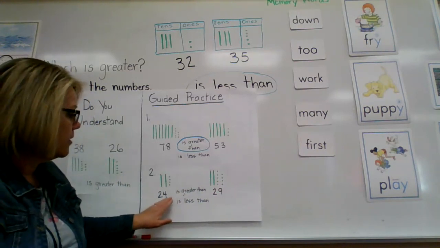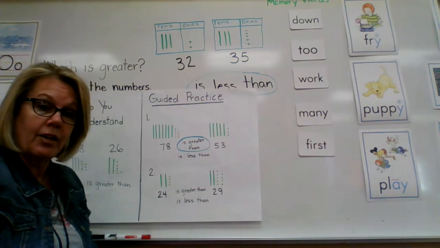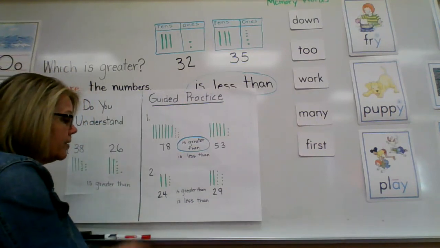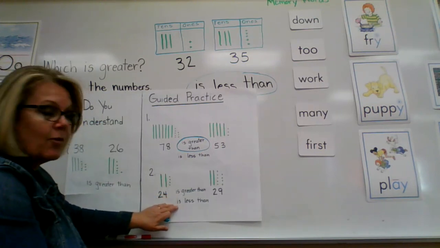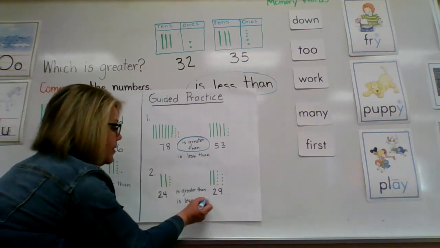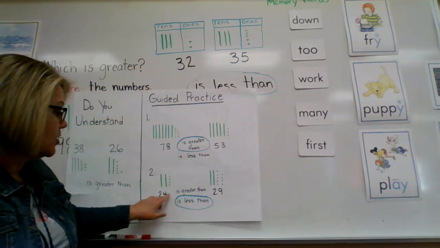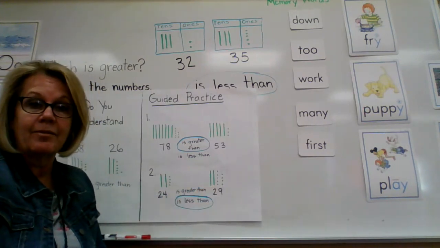Which is greater, 4 or 9? A 9 is greater, isn't it? So we can answer the question now. 24 is greater than? No. 24 is less than 29. Why? Because 4 is less than 9.